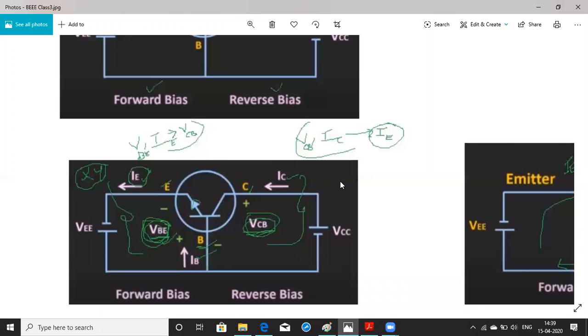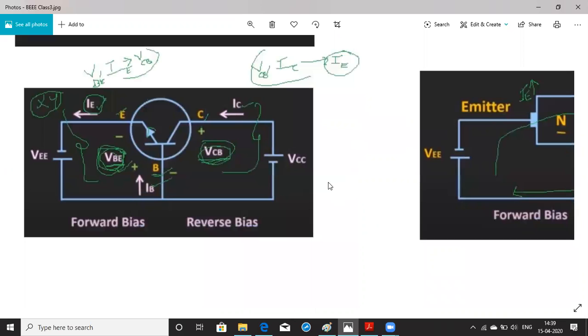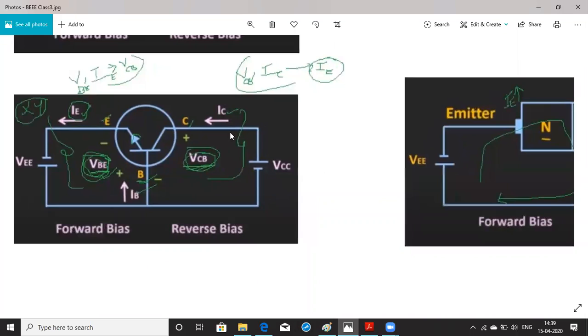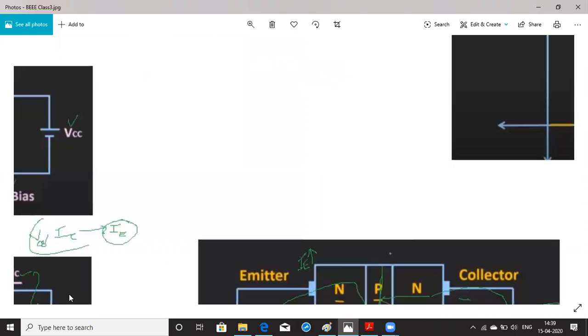So whatever our aim or object is, we need to draw the input and output characteristics for every configuration, that is for the common base, common emitter and common collector configuration. For the input characteristics, the input voltage is VBE, that is the base to emitter voltage, and the input current is IE, that is the emitter current. Similarly, output voltage is VCB and output current is IC for the output characteristics. So we have drawn the input characteristics.